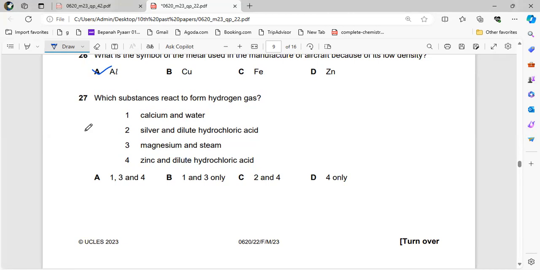Now in this case, calcium and water will react to form calcium hydroxide and hydrogen gas. Okay. Silver and dilute HCl, according to the reactivity series, silver will not react with acids. Okay. So option 2 is wrong. Magnesium and steam. So yes, magnesium, when it reacts with steam, will form magnesium oxide and hydrogen gas. Zinc and dilute hydrochloric acid will react to form zinc chloride and H2 gas. So it is 1, 3 and 4. They all are correct.